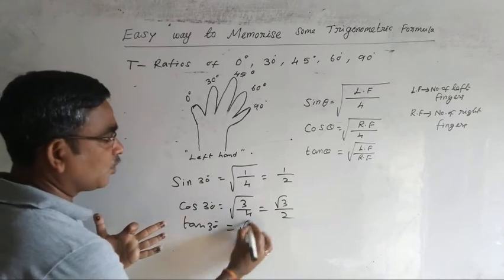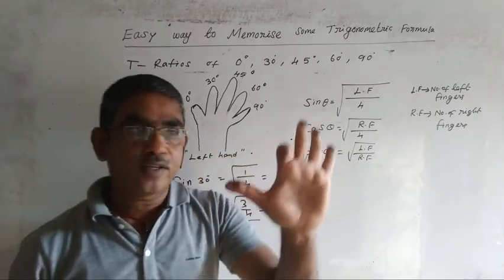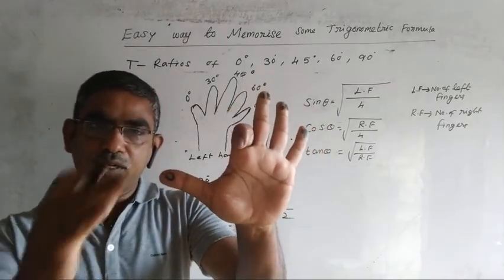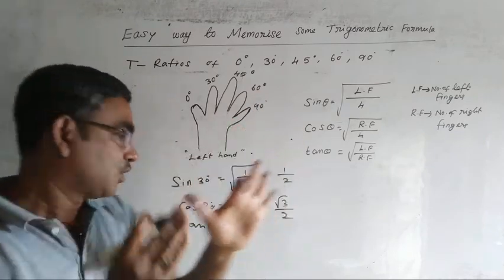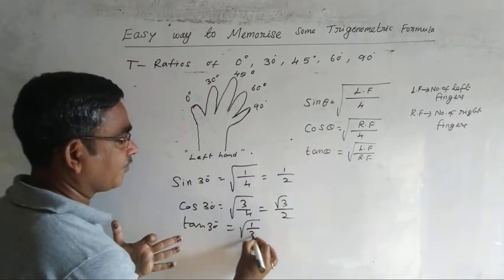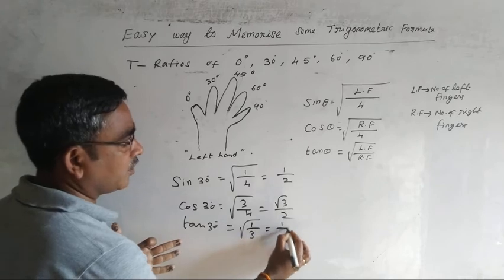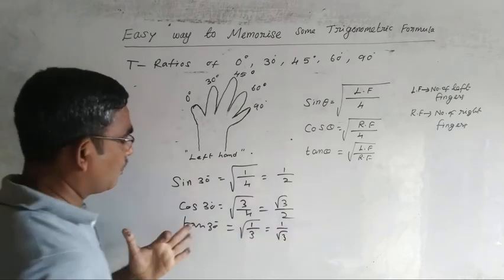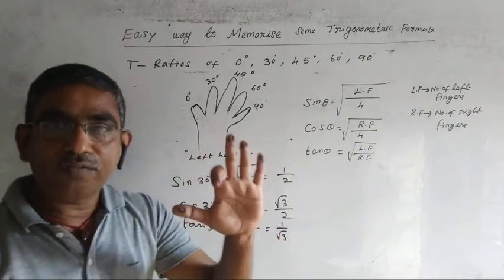Tan 30 is equal to left finger by right finger. Taking 30 degree, left finger is 1, right finger is 3. So 1 by 3, square root of 1 is 1, square root of 3 becomes root 3. So we get tan 30. In the same manner you can find all the values.